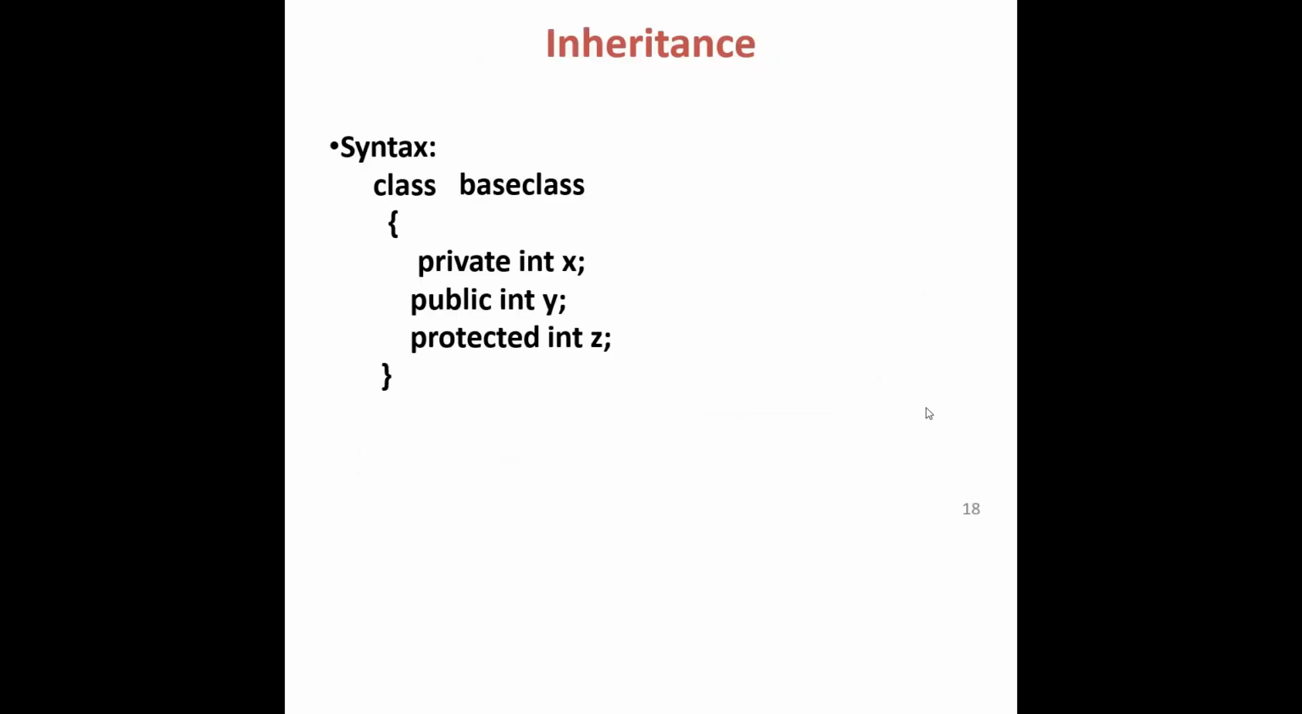Okay, see here the inheritance syntax: class base class curly bracket private int x semicolon, then public int y semicolon, then protected int z semicolon, close curly bracket. In this example, the class has the private member x, public member y, and protected member z. So private x, public y, and protected z members are there in the base class.